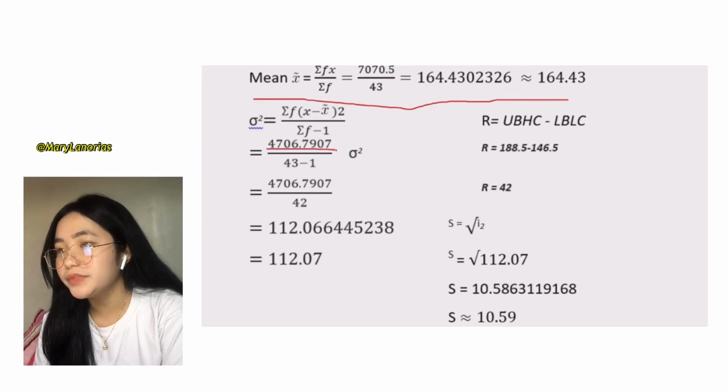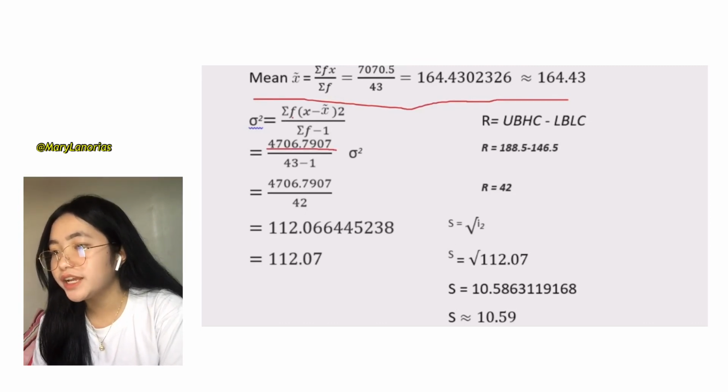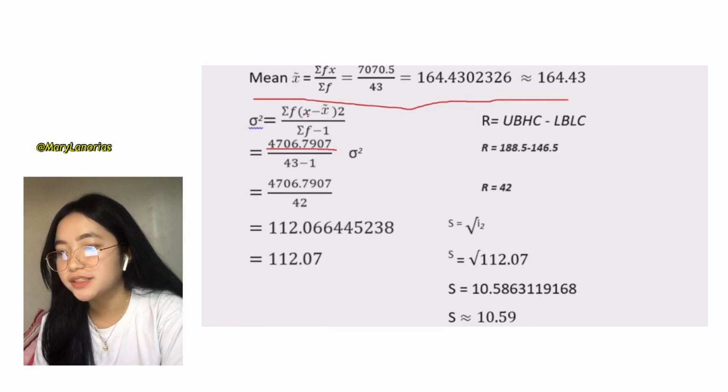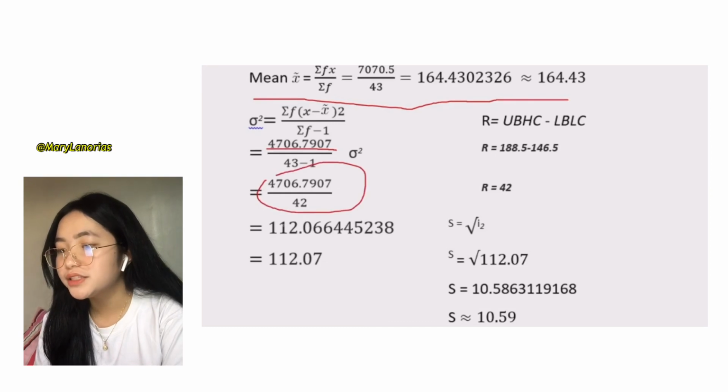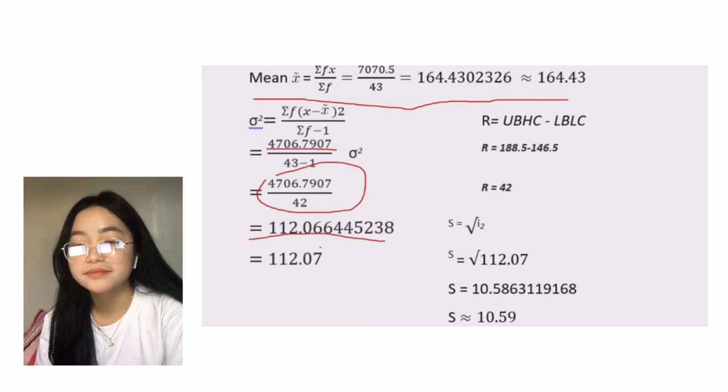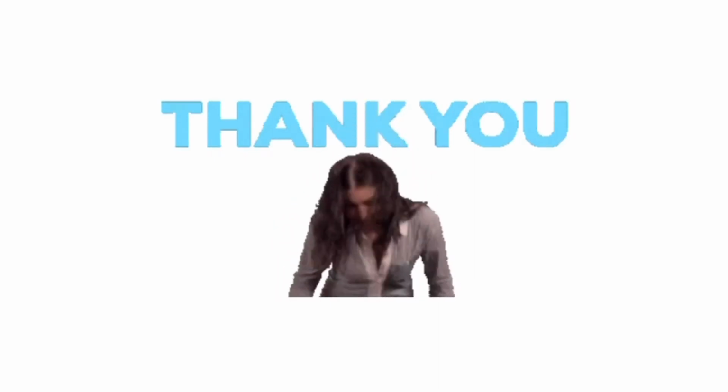So, here is our range. And in finding our standard deviation, we're going to find the square root of our variance. So, that would be 10.5863119168. And we're going to round it off to the nearest hundredths as well. So, this would be our standard deviation.